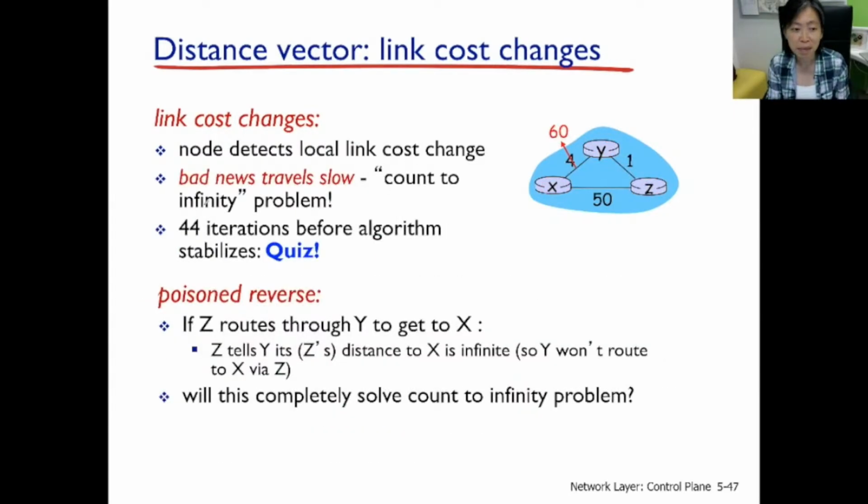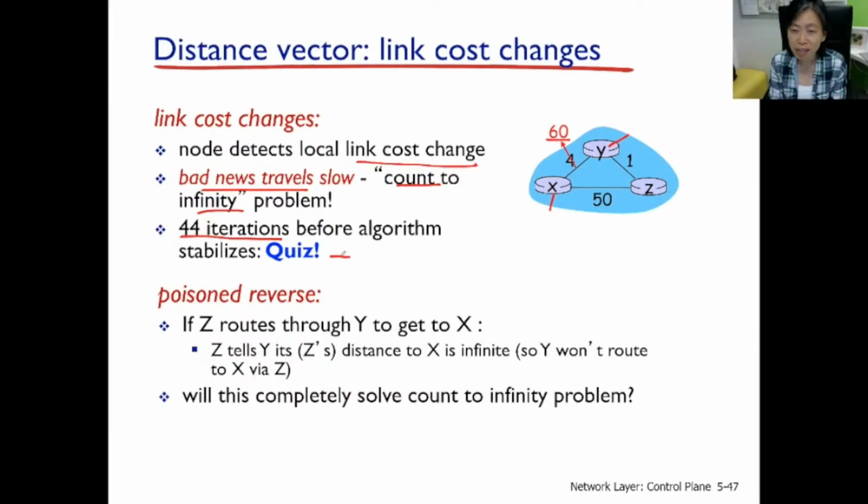The second case is bad news travels slow. So you see from the scenario, the link cost, instead of dropping to 1, now goes up to 60. Super bad news. Of course, x and y here would detect there is a link cost change. But in this scenario, it would take us 44 cycles until the network goes back to the steady state, until they all converge to valid shortest paths. Bad news travels slow, meaning routes converge slowly. That is also referred to as the count to infinity problem.